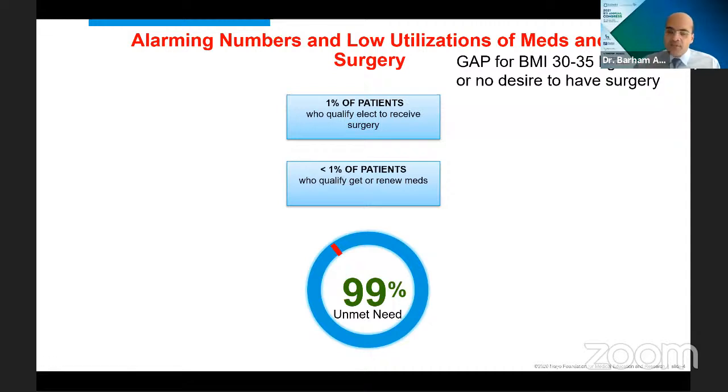So we have a gap in those who qualify for these interventions, but also there's a gap in those with mild to moderate forms of the disease with a BMI between 30 to 35 or have no desire to have surgery. So the vast majority of the disease burden is going unmet, and we need minimally invasive, appealing interventions for patients that will increase access to therapeutic procedures that could treat the disease of obesity and its metabolic consequences.